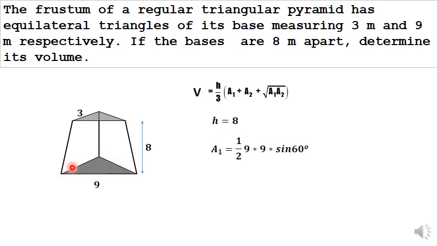It is also equiangular. It means that the angle in each vertex is equal. Since the total angle of a triangle is 180, each of these vertices must have an angle of 60 degrees. So that is why we have sine 60. Now, to compute the area of the upper base, we have the same formula, 1/2 AB sine theta. And then compute the volume by substituting everything into our formula.